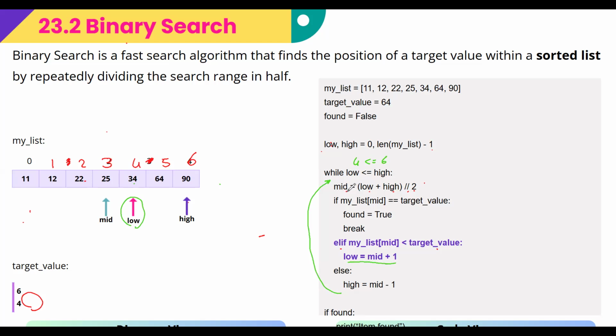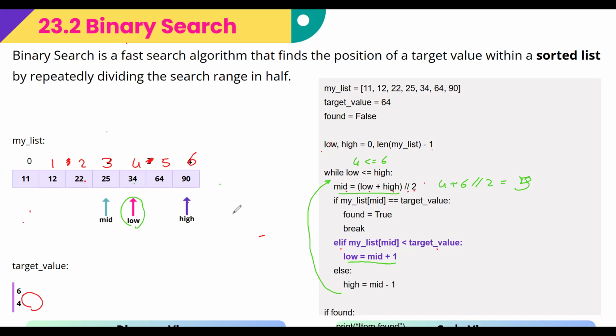Once I run again, I recalculate the mid. The mid should not be looking at this, but should be low plus high divided by 2, which means 4 plus 6 divided by 2. It gives me 10, and I divide by 2, it gives me 5 at the end. Is it true? It gives me 5? Yeah.